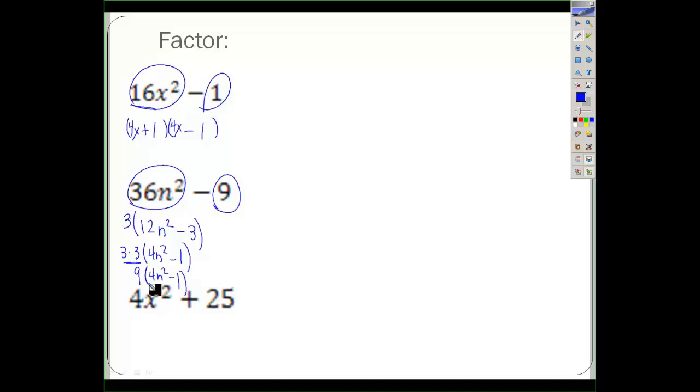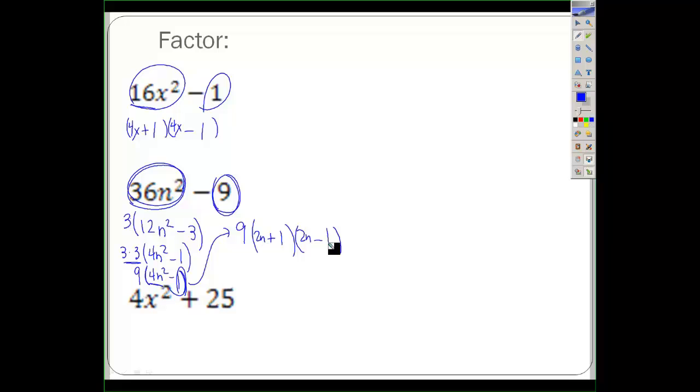Okay, and now I notice this is a difference of 2 squares left over. I know this was as well, but look, you're still left with a difference of 2 squares. Isn't that awesome? Okay, so let's move our work up here. I have 9 times now. In the parentheses, I need a plus and a minus. I'm going to take the square root of 4n squared, 2n. I'm going to put him in the front. I'm going to take the square root of 1, which is 1. I'm going to put him in the back. Okay, and now I have a completely factored term.